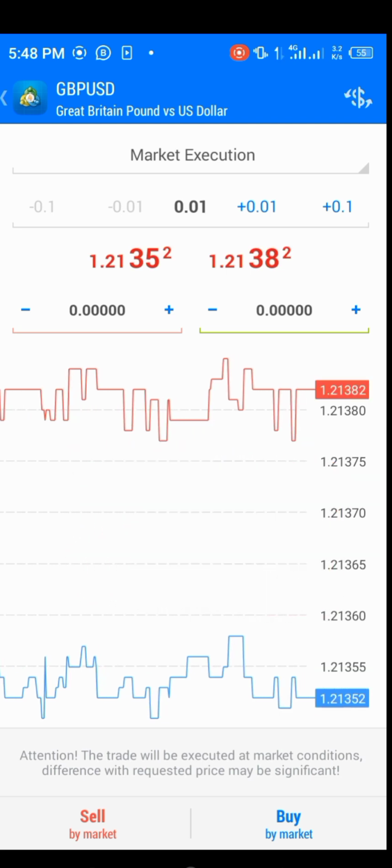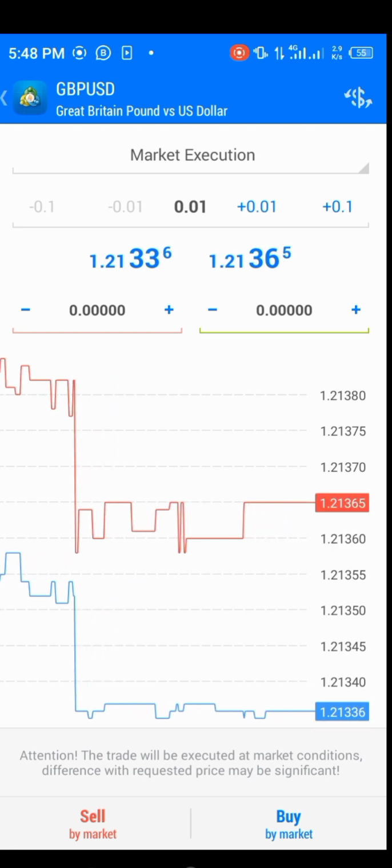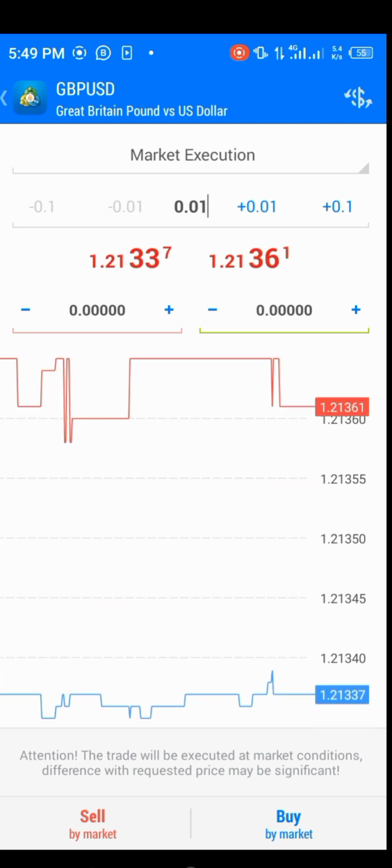So let's go to what we have for today. There are 4-digit currency pairs and there are 5-digit currency pairs. GBP USD is an example of a 5-digit currency pair. If you look at this currency pair keenly, on the left hand side you have 1.2135 with a small 2 raised to the power, and on the right hand side you have 1.2136 with a small 5 raised to the power.